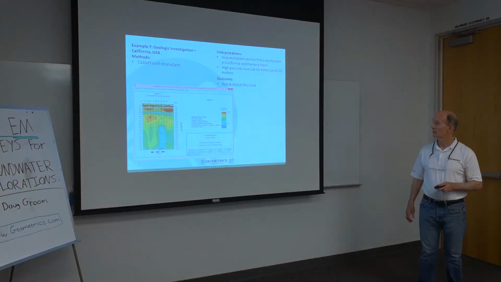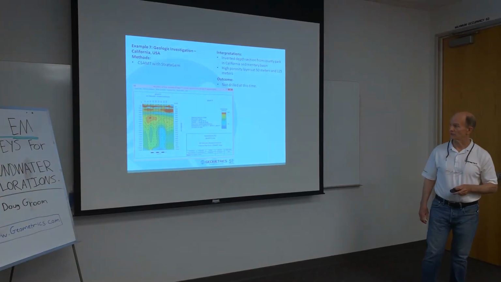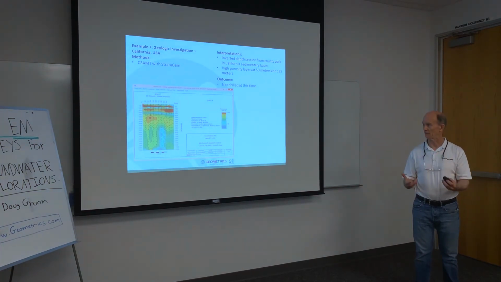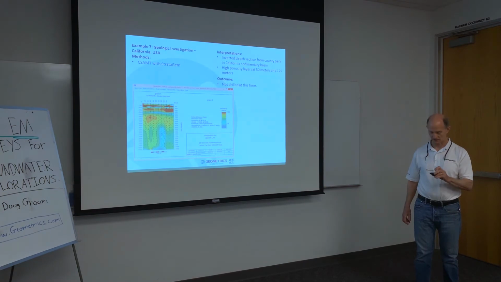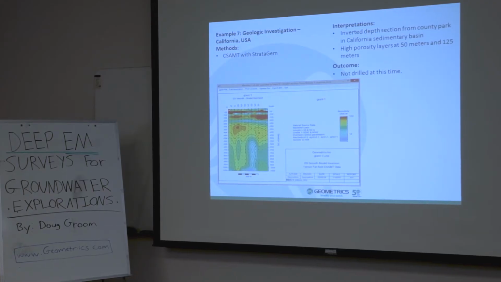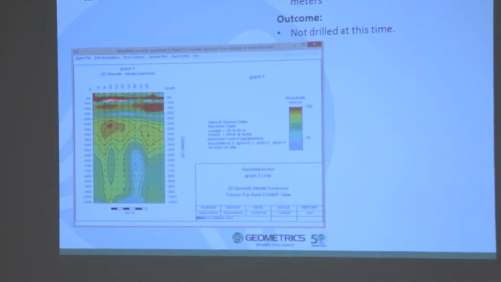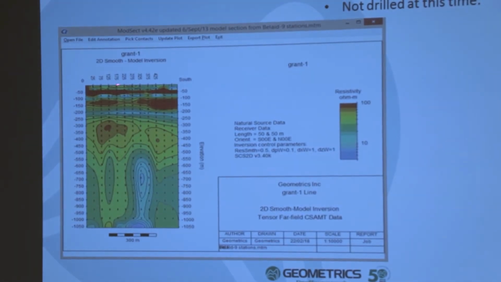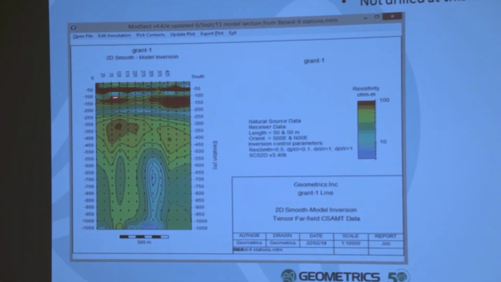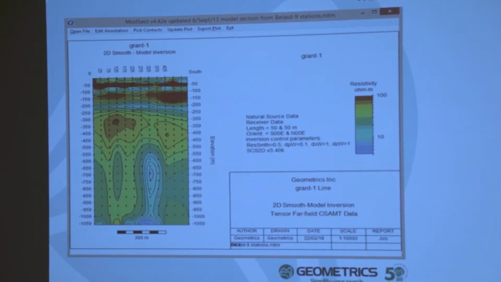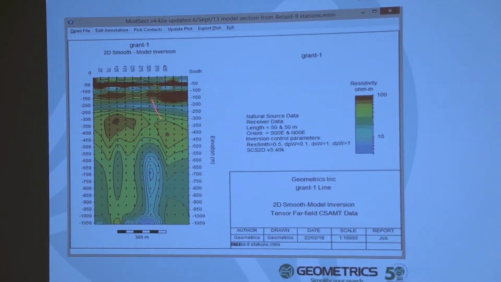This was another one done with the Geode EM. This was actually in a public parkland, so we were not allowed to drill. And we can see that there are two resistive layers here. There is a relatively conductive layer through there. It needs further interpretation because we have really no ground truth here.